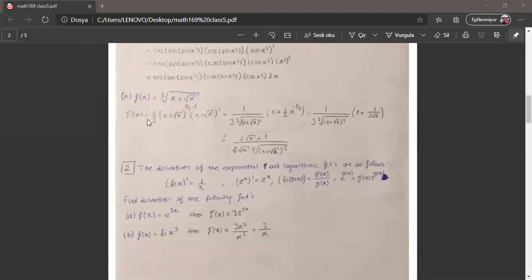What about this? So again, you can think of it like x plus square root of x to the 1 over 3. So we have 1 over 3 times this times the inside function's derivative. Here we have the same. This one's derivative is 1, plus this one's derivative, which is exactly 1 over 2 square root of x.